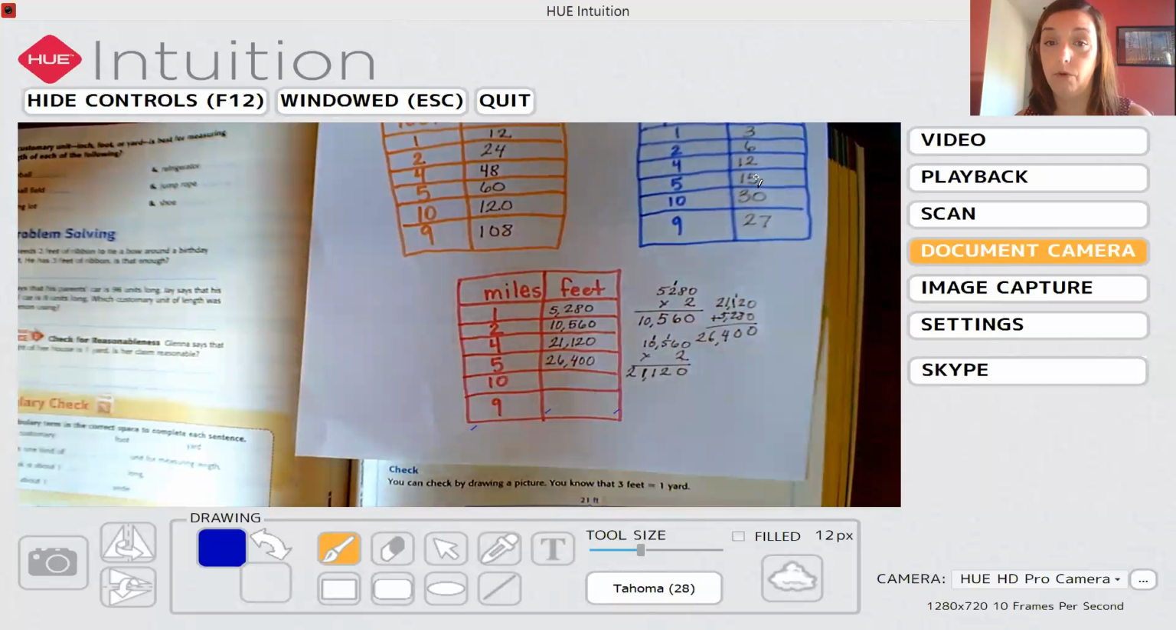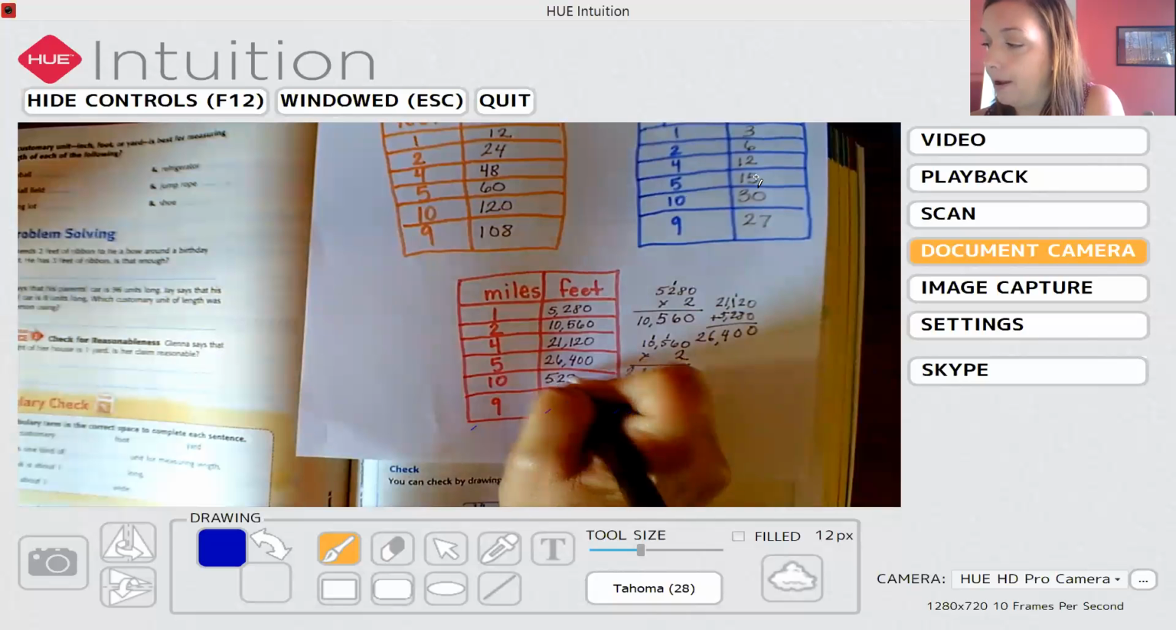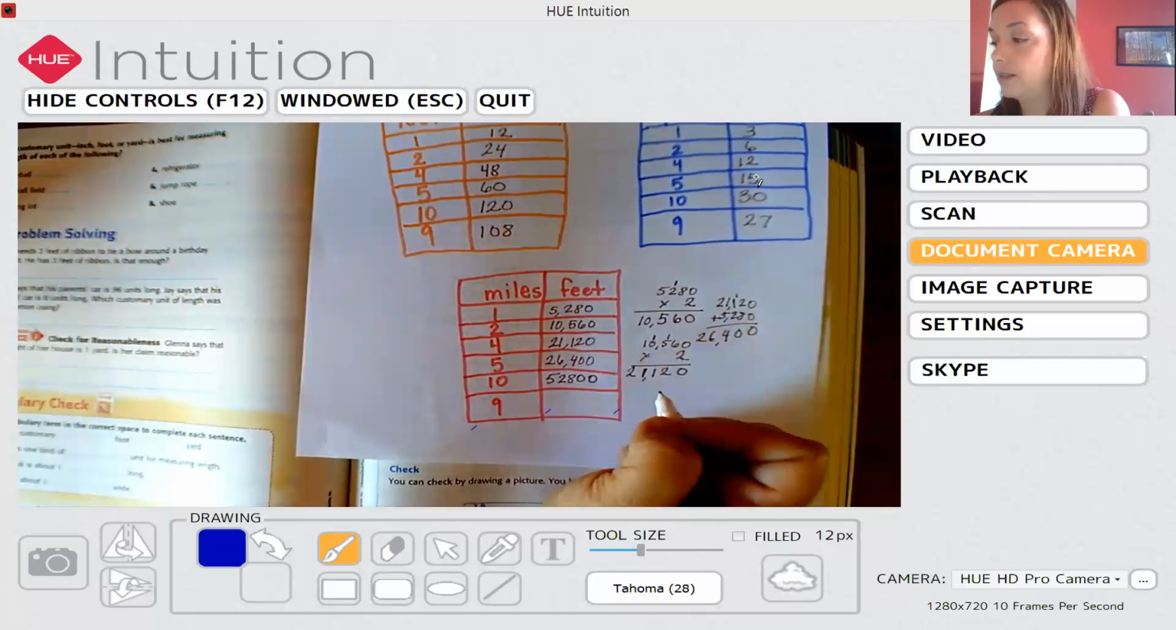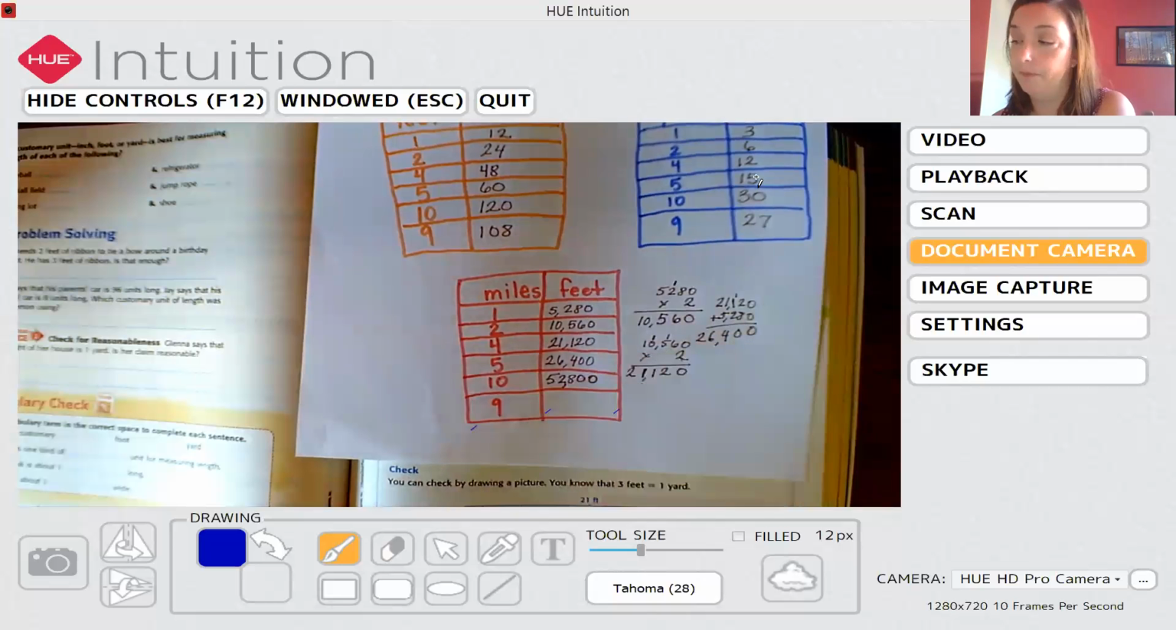Now, for 10 miles, I can either double the amount of miles in 5, or I can think to myself, well, 5,280 feet are in 1 mile. So if I make that 10 times larger, then every place value moves over 1. 5,280, right? Every place value moves over 1, and we place a 0 in the 1's place, and that makes it 10 times larger for 52,800.